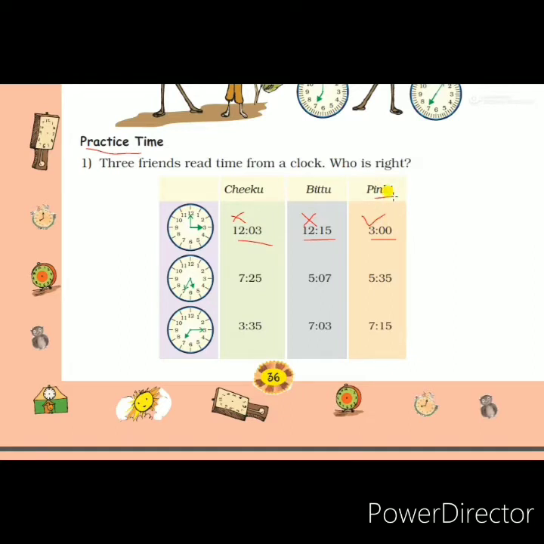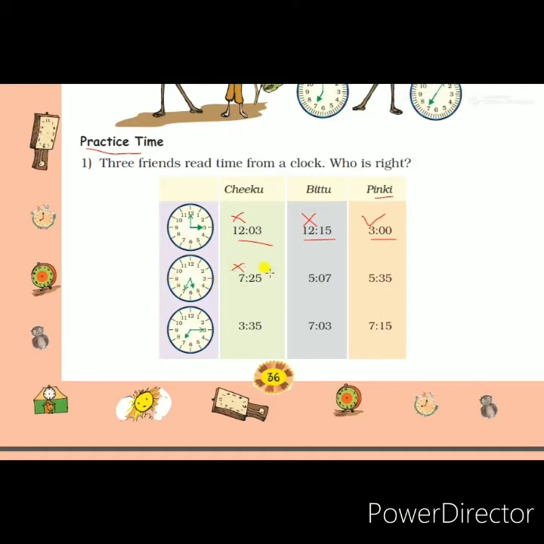Now see the second clock. Here Chiku says it is 7:25, Bittu says it is 5:07, and Pinky says 5:35. If the time is 7:25 according to Chiku, where should the hands be? The hour hand should be at 7 and the minute hand should be at 5. How can we calculate it? The table of 5 takes us to 25: 5 5s are 25. The minute hand should be at 5. But in this clock that time is not showing. So that answer is wrong.